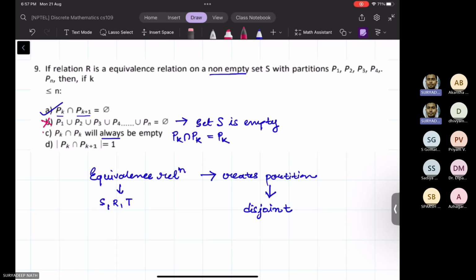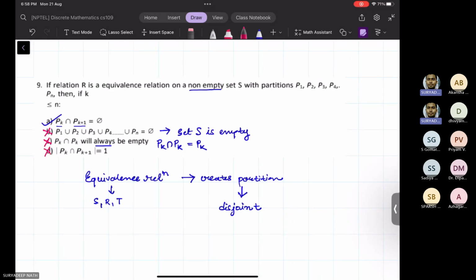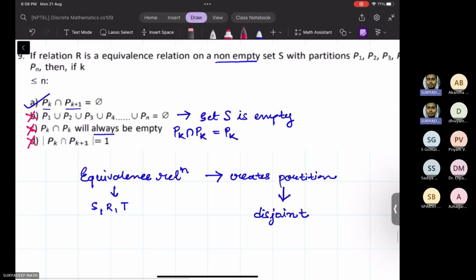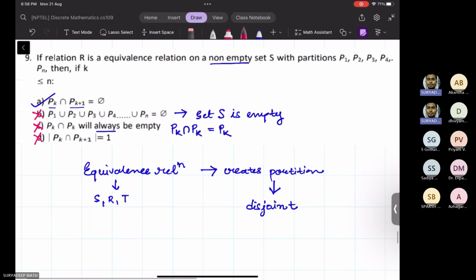Therefore option C is also wrong, and option D is obviously wrong because option A says that the intersection set is null, and option D is saying that the set will have one element in it, which is not possible. So option D is also wrong. So the right answer is option A.